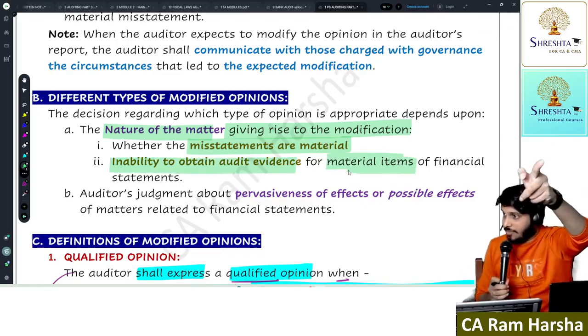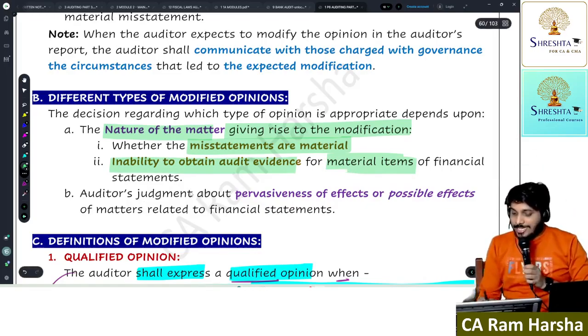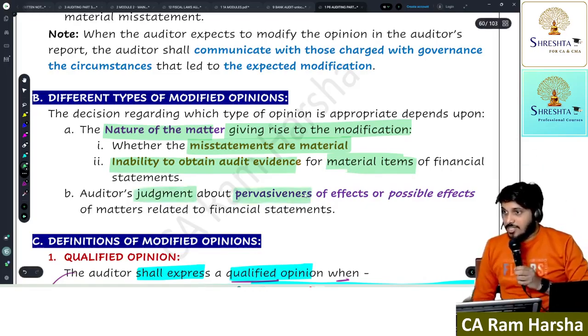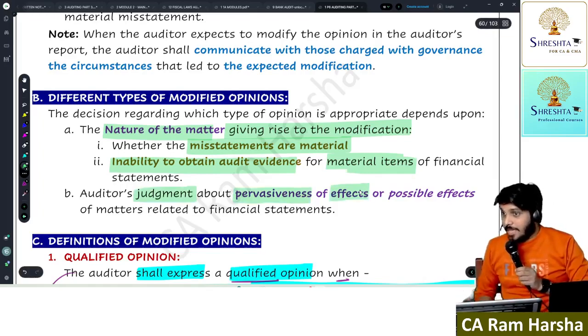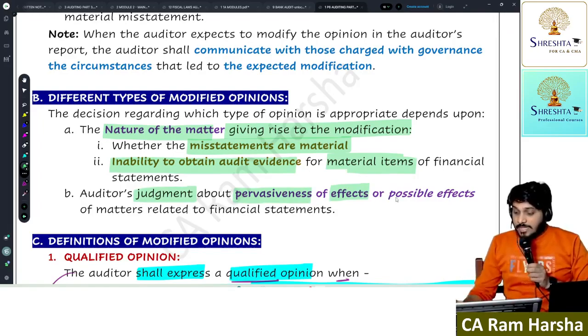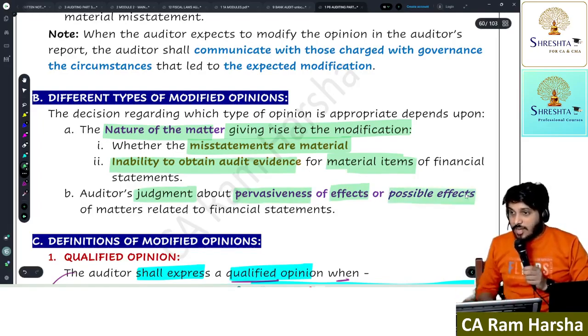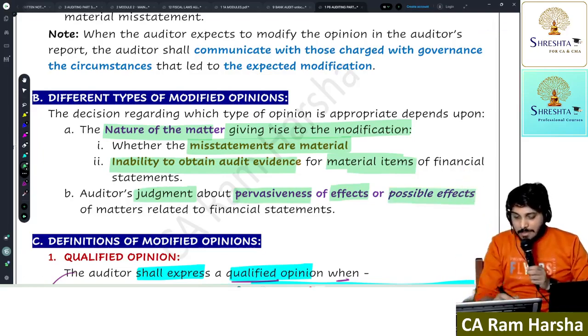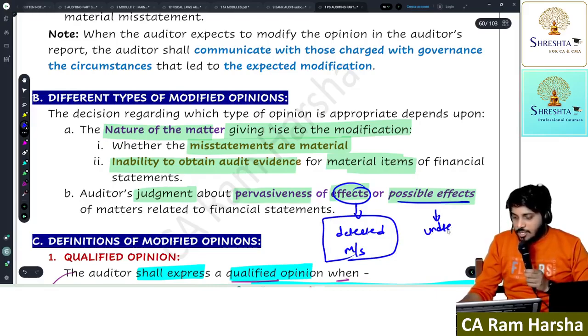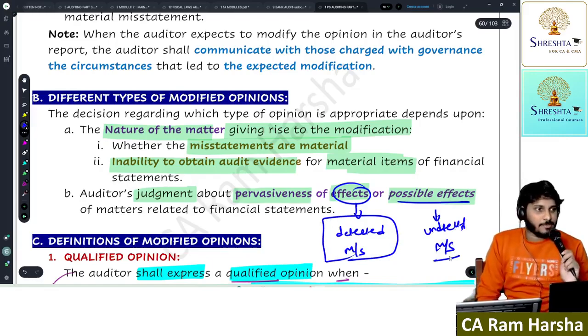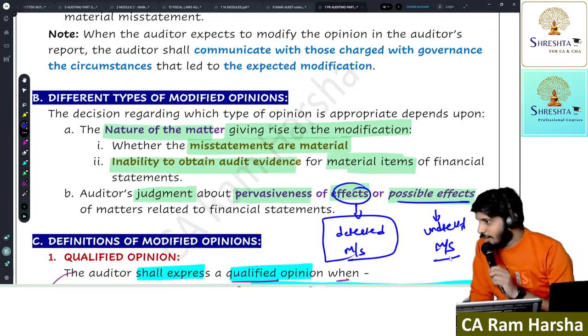First, nature, you figure out. Then, judge about pervasiveness of the effect of the misstatement. When there is evidence, it is the effect, a detected misstatement. When there is no evidence, it is the possible effect of the undetected misstatement. When I say possible effect, the mistake is not detected. Understood how much in-depth meaning is there? Are you getting the point?